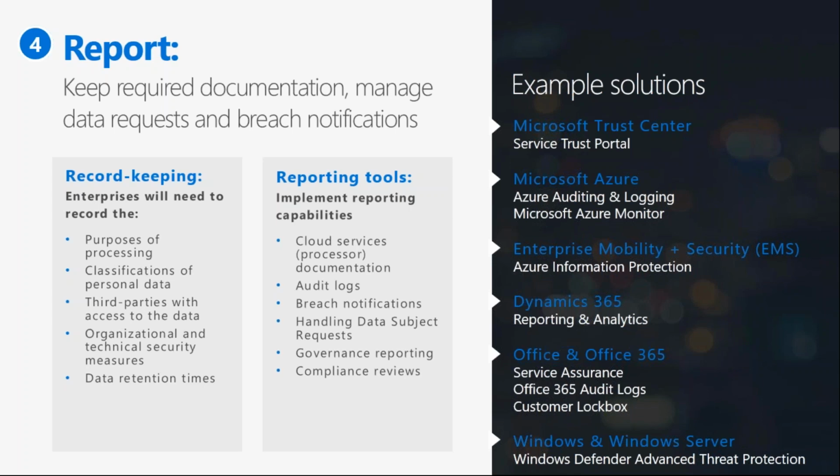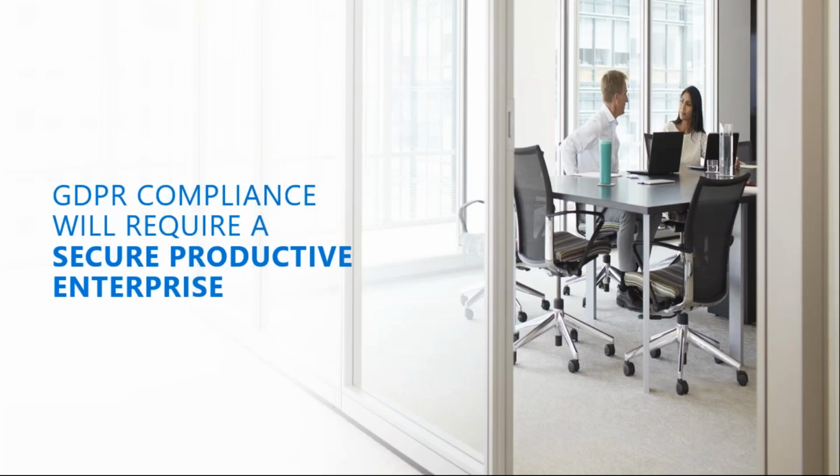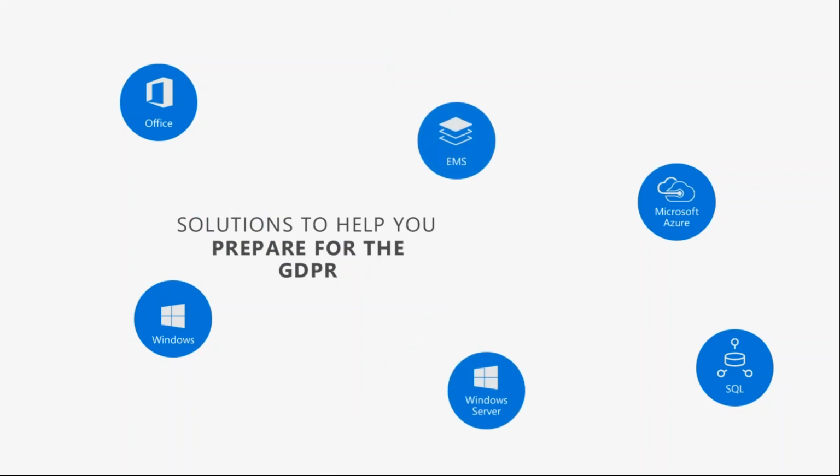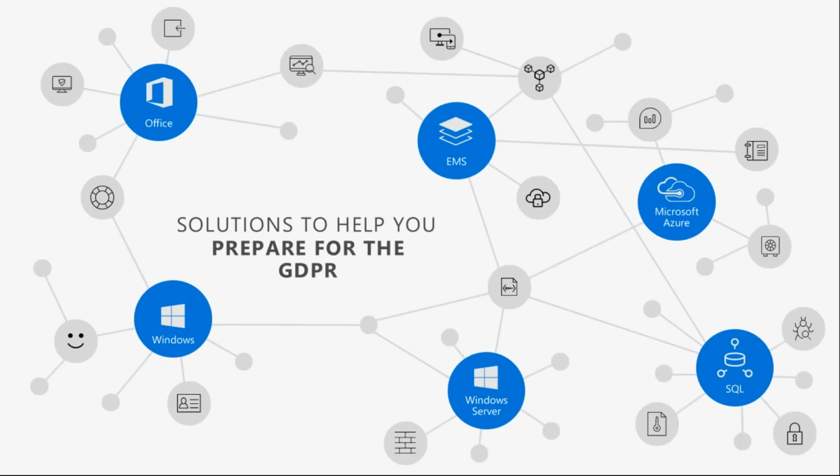So ultimately what we're talking about is GDPR compliance requires a secure productive enterprise. It requires an end-to-end, left-to-right view of your technology, your people, and your processes to ensure that you remain compliant with GDPR. And as secure productive enterprise comes into play, this whole desktop to data center landscape suddenly comes to life as we look at our productivity tools, desktop environment, server environment, cloud infrastructure, and data tool sets as well.